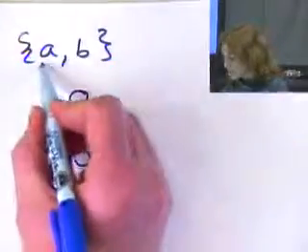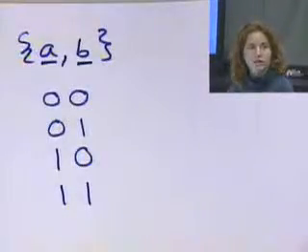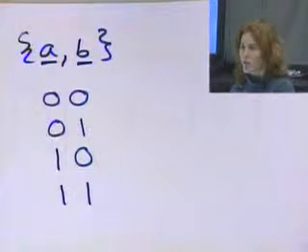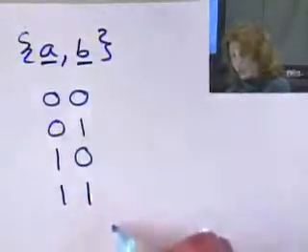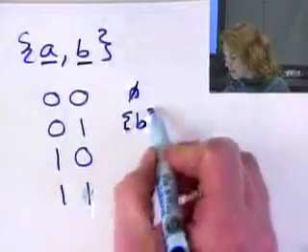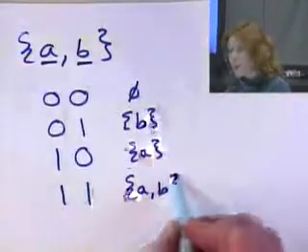So each element gets a binary bit position, and I put a zero if it's not in there, and I put a one if it is in there. And so the power set is all of these four things. This is the empty set, right? This is the set containing B, the set containing A, and the set containing A and B.